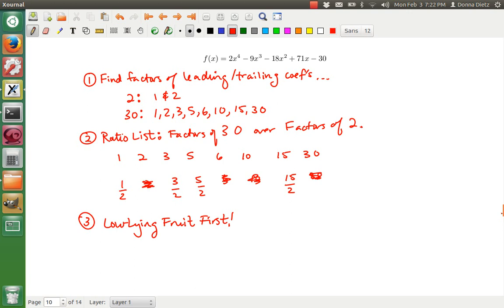So let me show you what happens when you guess incorrectly, right? So f of 1, if we just pull out your calculator and say 2 minus 9 minus 18 plus 71 minus 30. And then you find out that f of 1 is 1. And so you put a little frowny face. That didn't work. Okay, let's try f of negative 1.